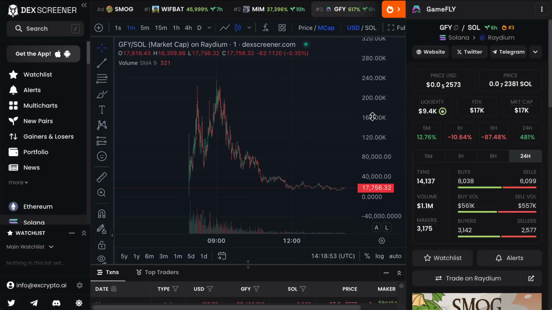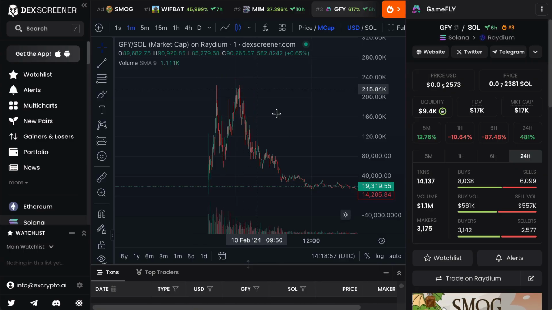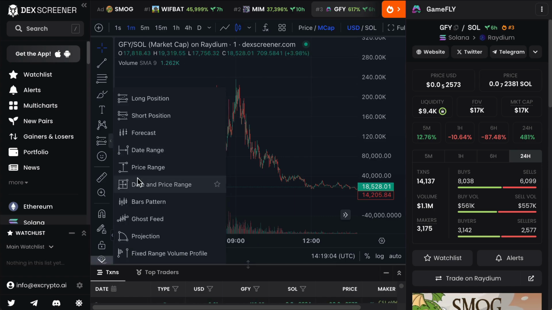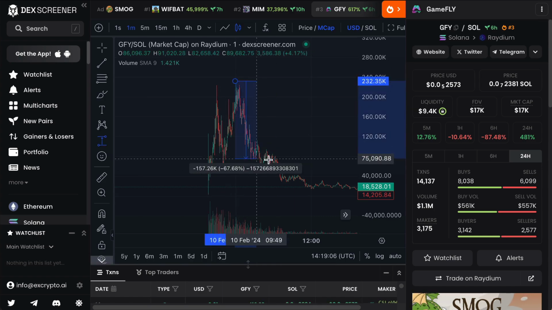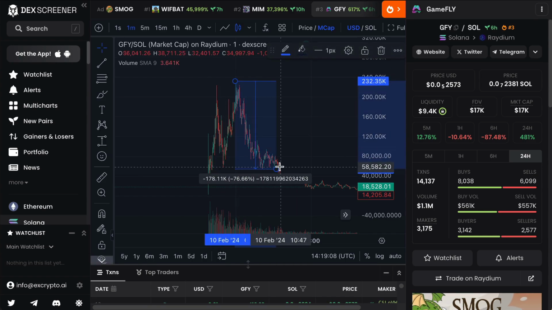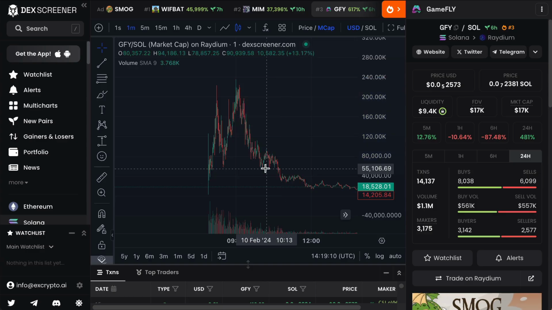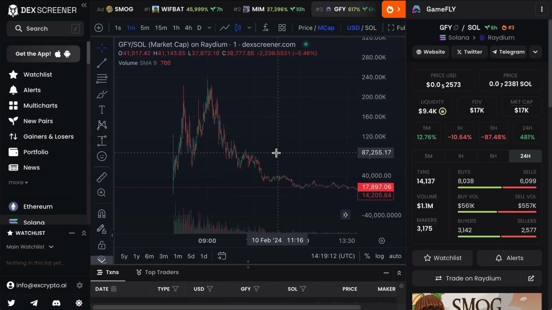This was GFY, just another random project. It went to a decent market cap, but not massive, 240. But from there, you've seen the way it sold off so quickly. And in terms of percentage sell-off, it's so deep that once it's sold off 75%, it's not even going to get a good bounce. So here, 55 to 80 was the best bounce.